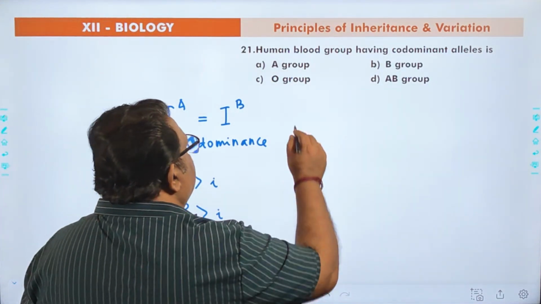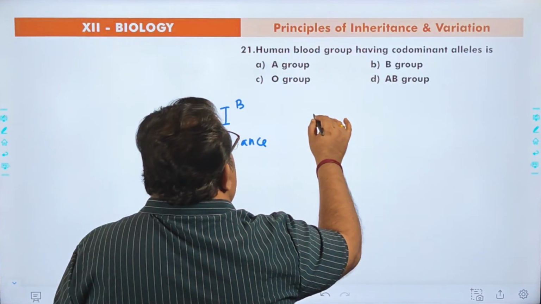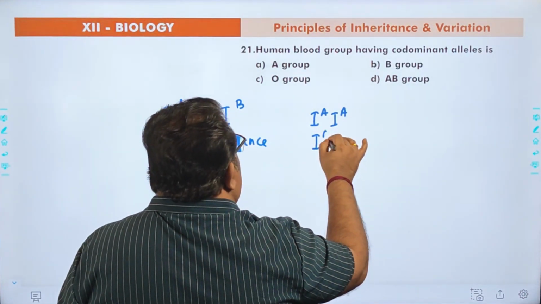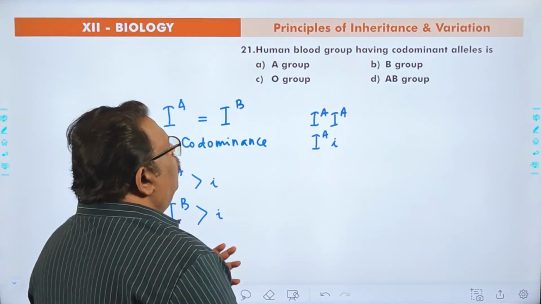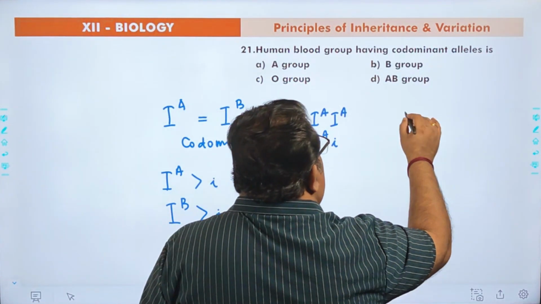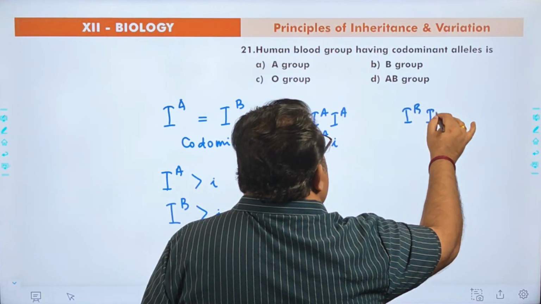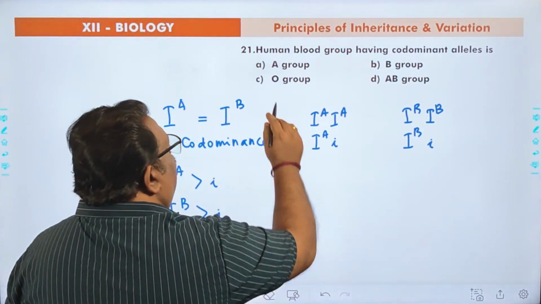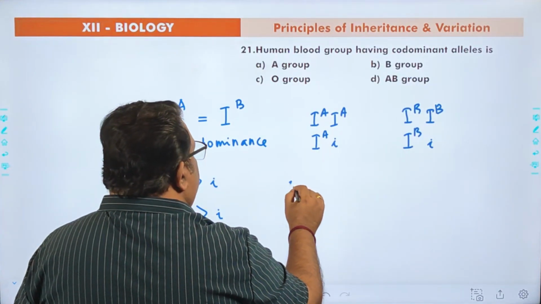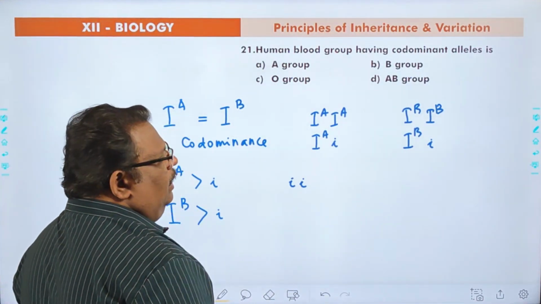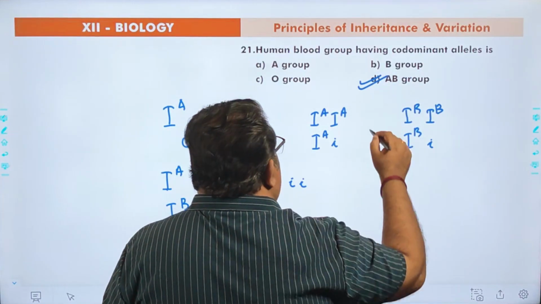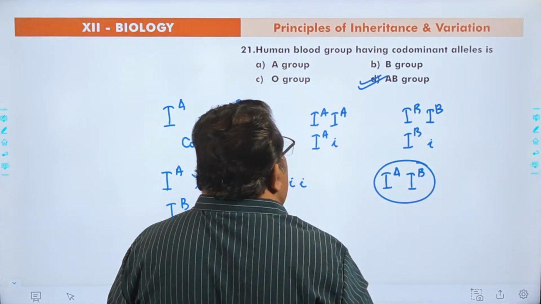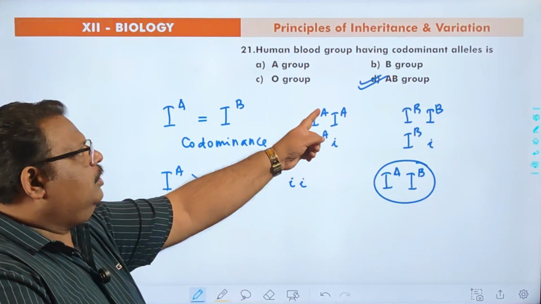So what is the genotype of A group? The genotype of A group may be IA IA or IA small i. So there is no codominant allele. Genotype of B group, IB IB or IB small i. Here also no codominance. In O group, the genotype is small i small i. So there is no codominant allele. But it is possible only in AB group, where the genotype will be IA IB. So both are codominant alleles. So the answer is D, AB group.